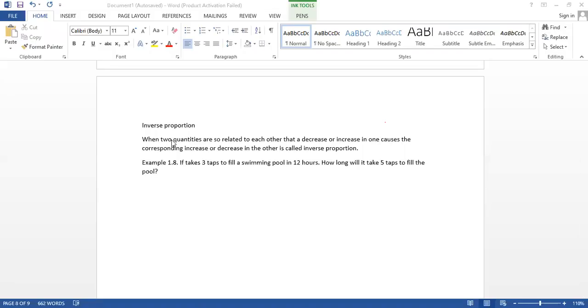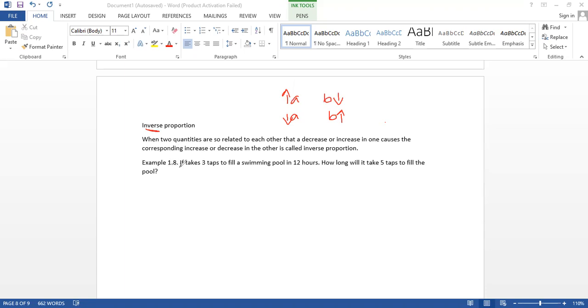Now, inverse proportion is when two quantities are so related to each other that an increase in one causes a corresponding decrease in the other, or a decrease causes an increase. Now, what does this mean? Again, let's take two variables, A and B. When A increases, B actually reduces, or when A decreases, B increases. So the change is going to be in the opposite direction. Therefore, we call it inverse or even indirect proportion.